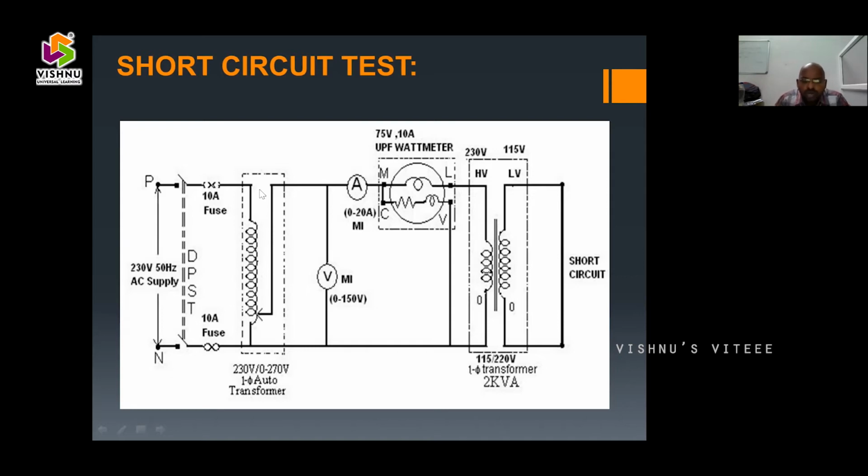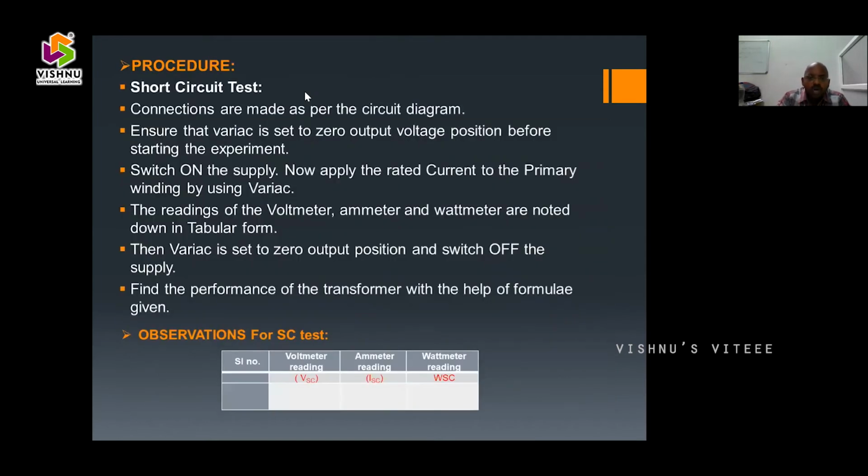Now we'll see the step by step procedure of how to conduct the short circuit test. Connections are made as per the circuit diagram. Ensure that the variac is set to zero output position before starting the experiment, and observe the pointers shown by the meters. Check whether all pointers show zero reading or not.